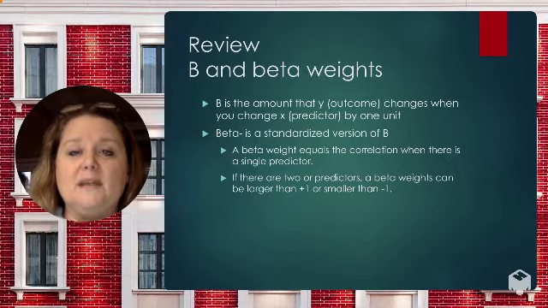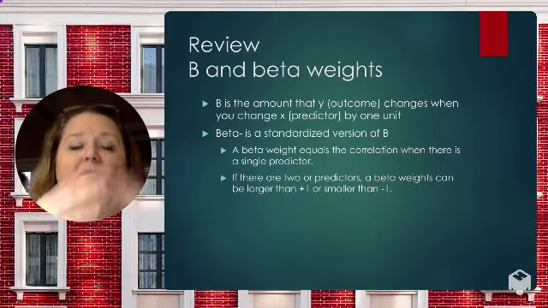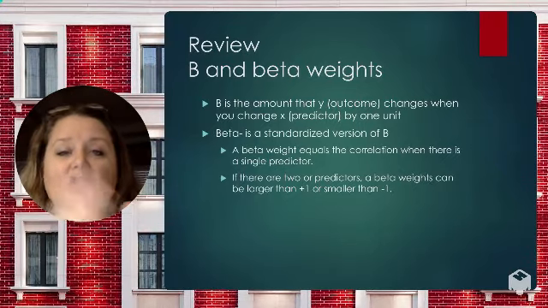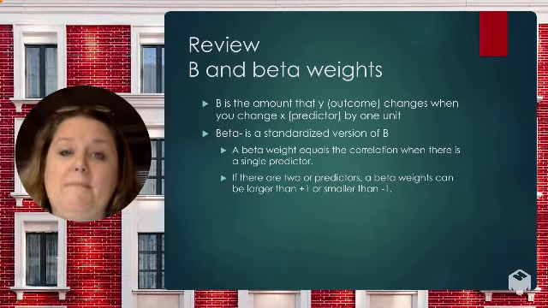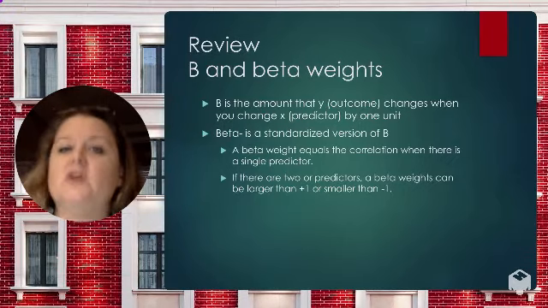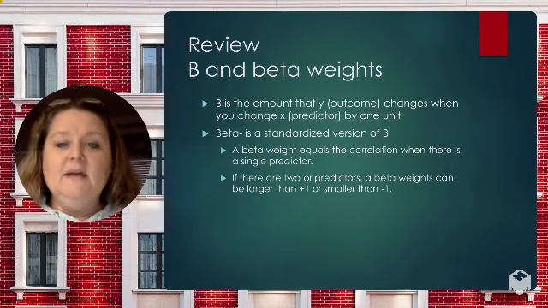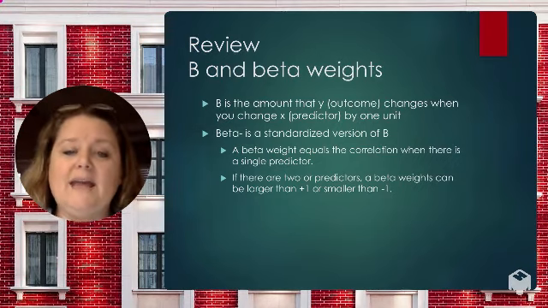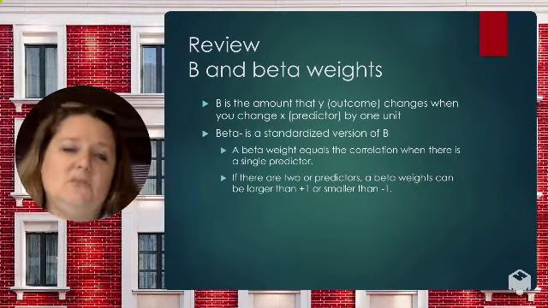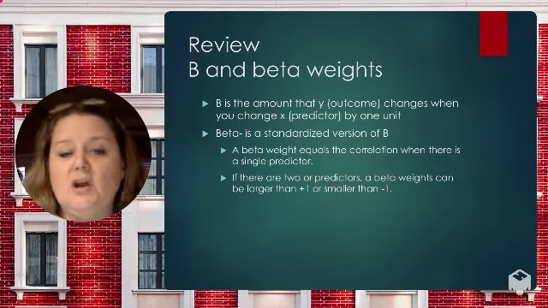In fact, when I'm presenting results of a regression, I will typically present each of the predictors in order by beta weight. So the strongest one first, and then going down to the weakest one, depending on how many I have. If there are 2 or more, beta weights can actually be larger than plus or minus 1, so don't let that throw you. That has to do with how the standardization occurs.